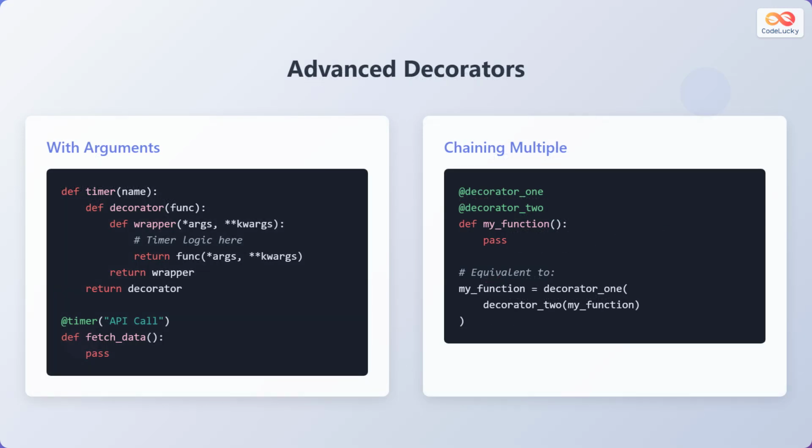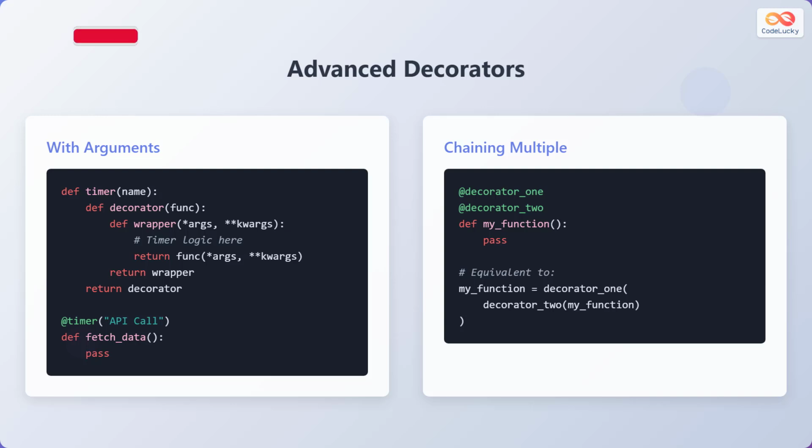Advanced decorator patterns take the basic decorator concept further by supporting parameters and chaining multiple decorators. Decorators with arguments require a three-level function structure. The outermost function accepts the decorator parameters, the middle function is the actual decorator that accepts the target function, and the innermost function is the wrapper that gets executed.